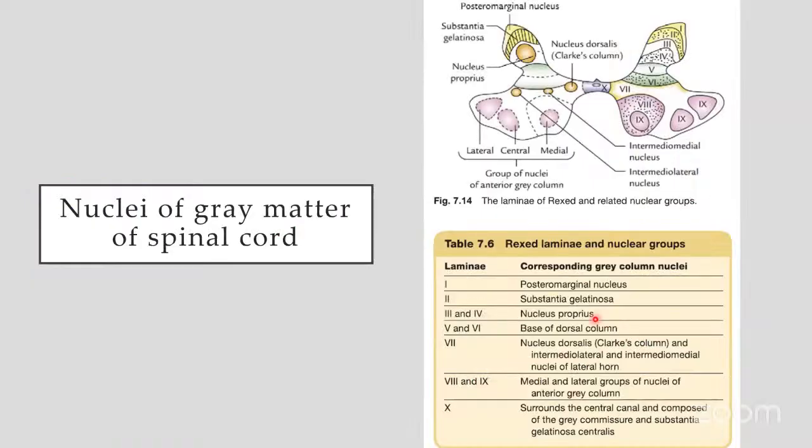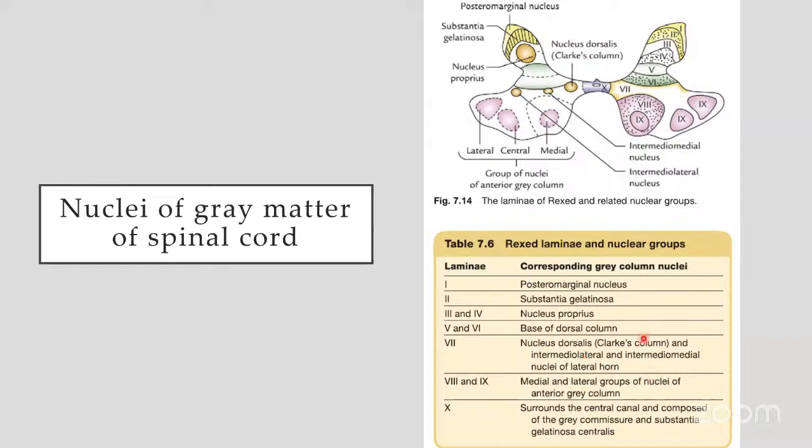A very short review on the nuclei of the gray matter of the spinal cord. They can be organized as either nuclei groups or as laminae. Lamina 1 has the posterior marginal nucleus. Lamina 2 has the substantia gelatinosa. 3 and 4 comprise the nucleus proprius. 5 and 6 are the base of the dorsal column. 7 is the nucleus dorsalis or Clark's column, and the intermediolateral and intermedial nuclei of the lateral horn.